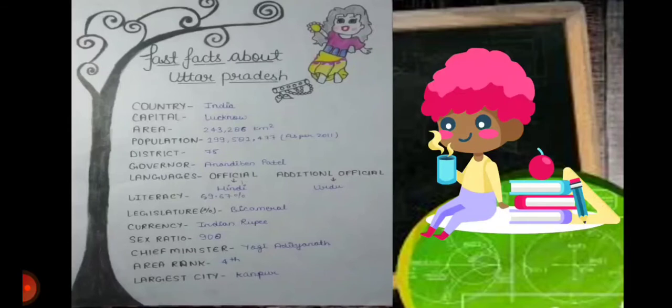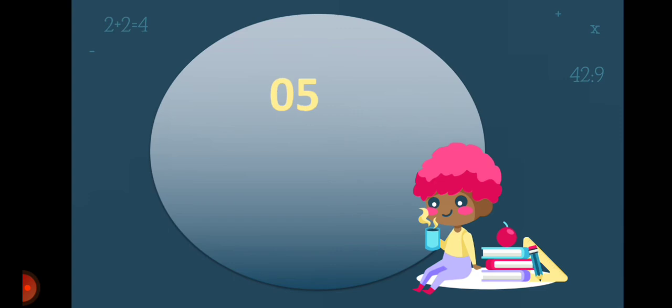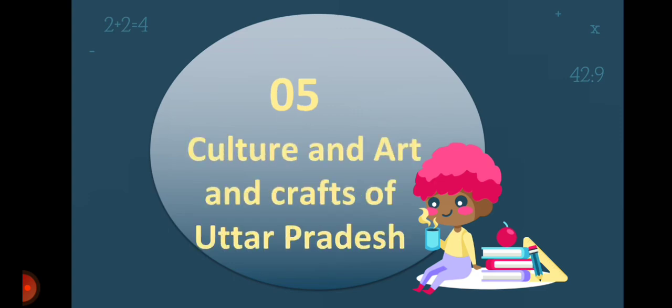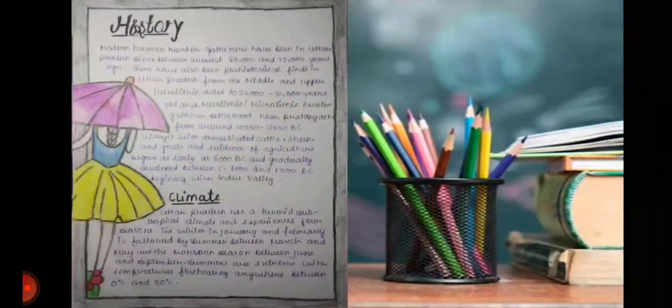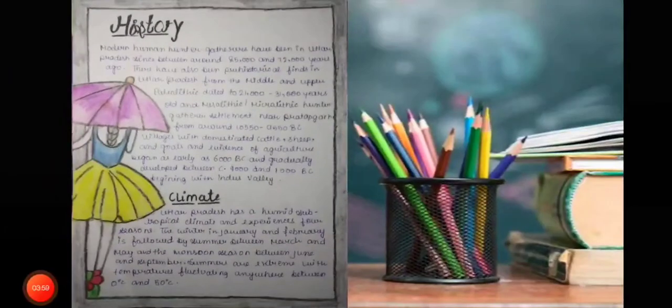Now we will learn about fast facts about Uttar Pradesh. These are also very important for us. Now the culture and arts and crafts of Uttar Pradesh. It is rich in culture, its history is very great and very interesting. It also has the Indus Valley civilization. Next one is climate. It is a humid subtropical climate.